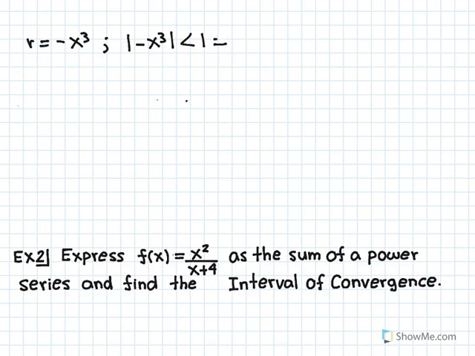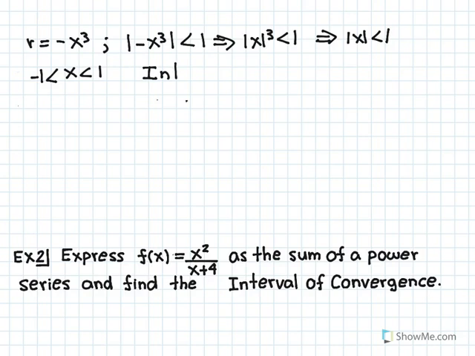less than 1. Let's get rid of the absolute value. Get rid of the minus sign, so we get absolute value of x cubed is less than 1. Now take the third root of both sides, and we get absolute value of x less than 1. Or equivalently, x less than 1, larger than negative 1. This is the interval of convergence. The interval of convergence is from negative 1 to 1.